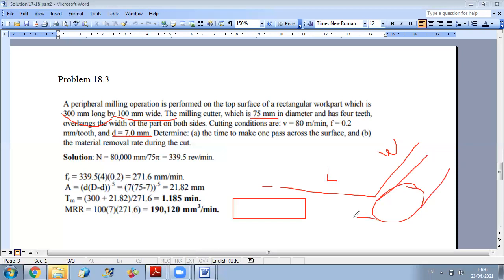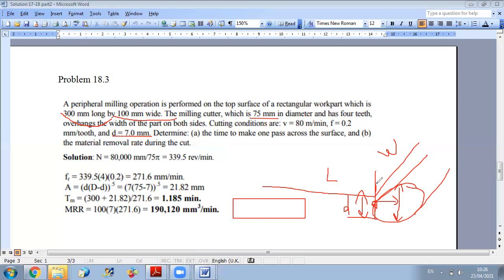We have the depth here. This is small d, and this is big D. And now you will pass, after approaching, the approach distance will be just the distance required to put the center of my cutter at the beginning of my work part.